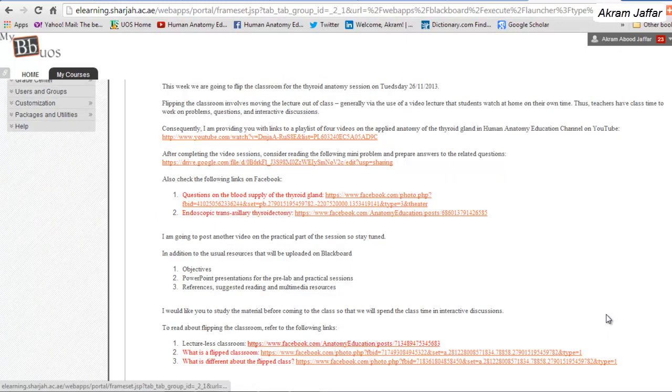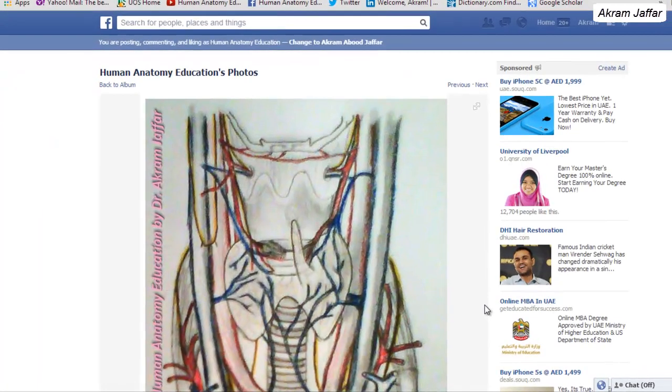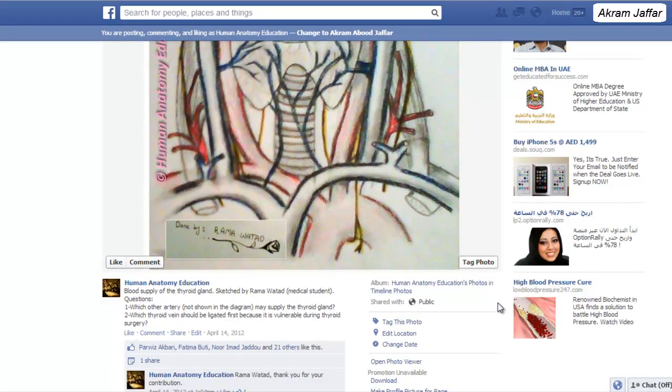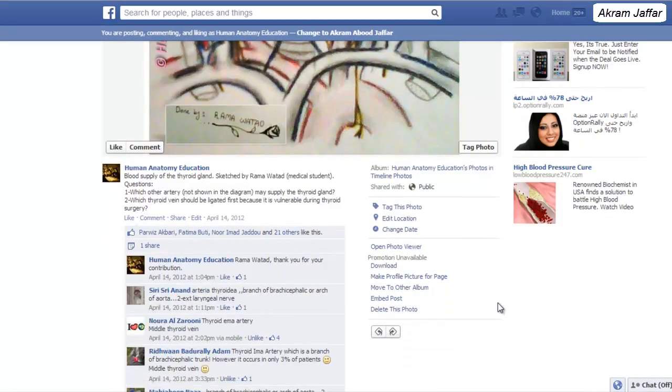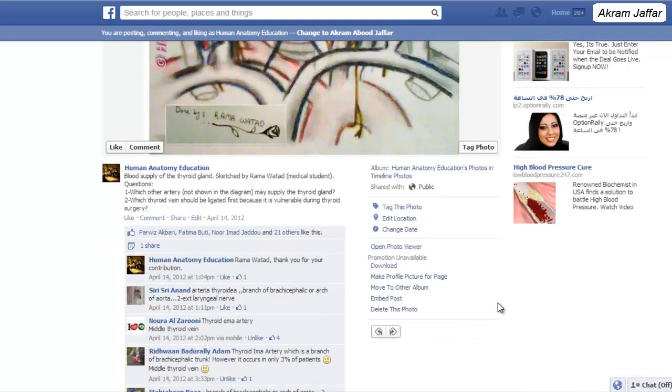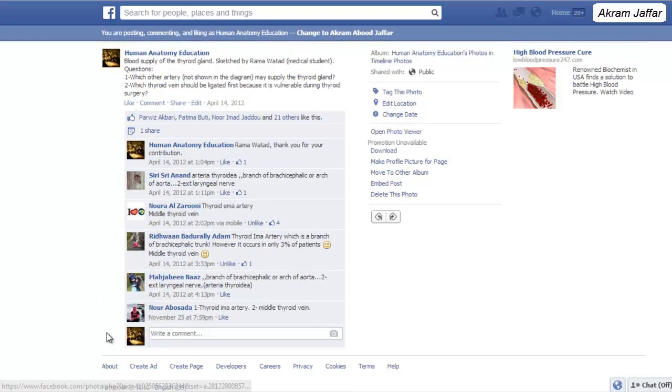Also, the students were provided with links on the Anatomy Facebook page to page posts that were related to the thyroid gland. This is a last year page post on the thyroid gland that contains some questions. It was a sketch by one of the students, and questions were prepared on that, and you can see the interaction of students on the post.